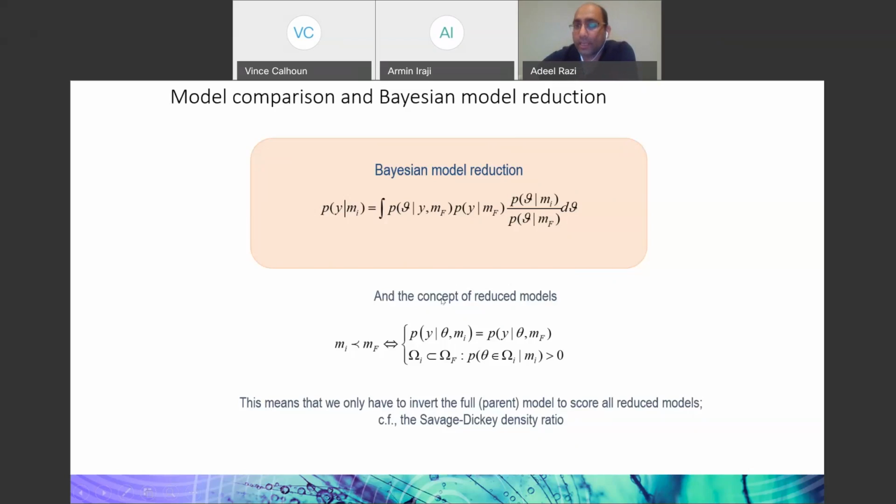Using this technology, it takes a few minutes to score millions of models, and then we can find a family of models using Bayesian model averaging. This is something that we now use very extensively in our framework to score a large number of models.